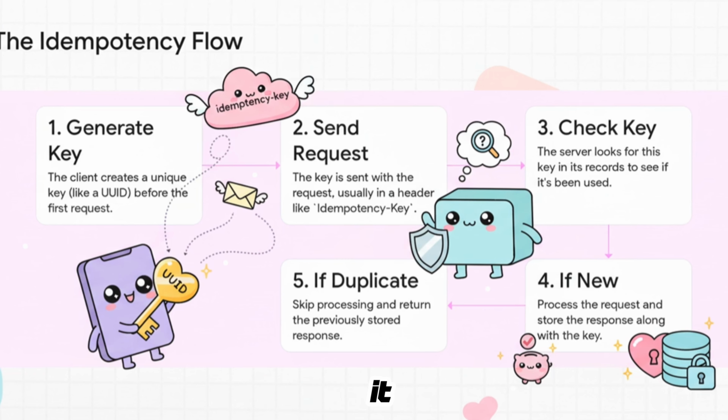Now, when the server gets it, its very first job is to ask one simple question: have I seen this key before? If the answer is no, it processes the payment like normal, and then, and this is the absolute key to the whole thing, it saves the result of that payment and ties it to that unique key. So now, if that same request shows up again because of a retry, the server sees that key, recognizes it, and says, whoa, I've already done this, and it stops right there.